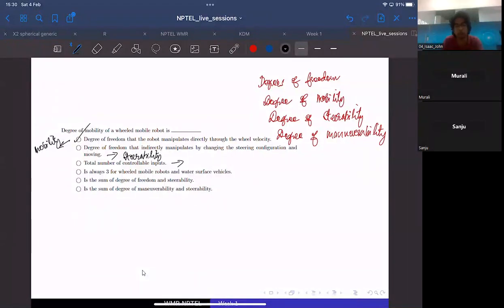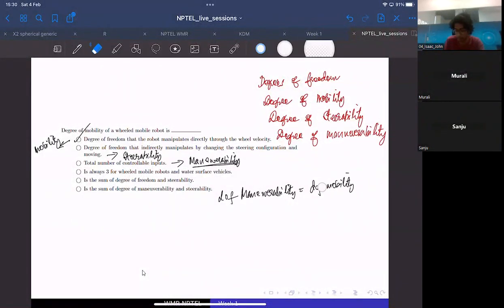And the total number of control inputs, what could that be? This is basically what we call maneuverability. Total number of control inputs would be maneuverability, as you might have seen in the lectures. Maneuverability is simply the sum of degree of mobility and degree of steerability. So if someone asks what is the total number of controllable inputs, they basically mean maneuverability.